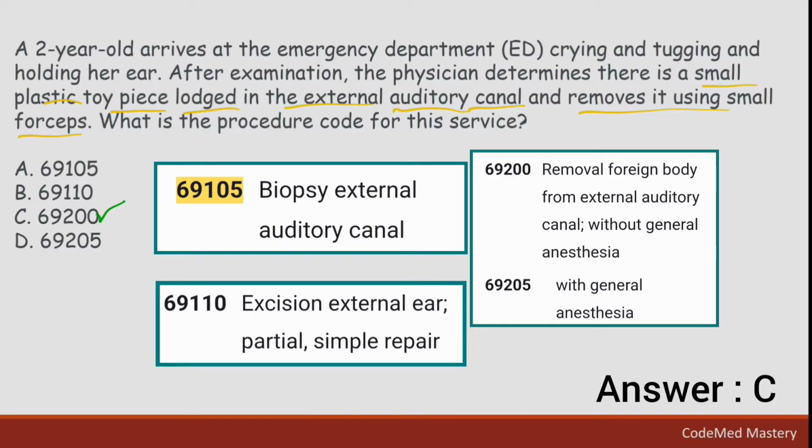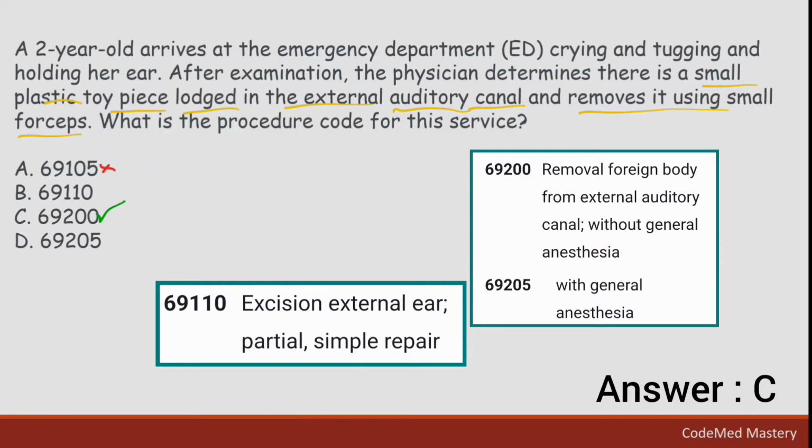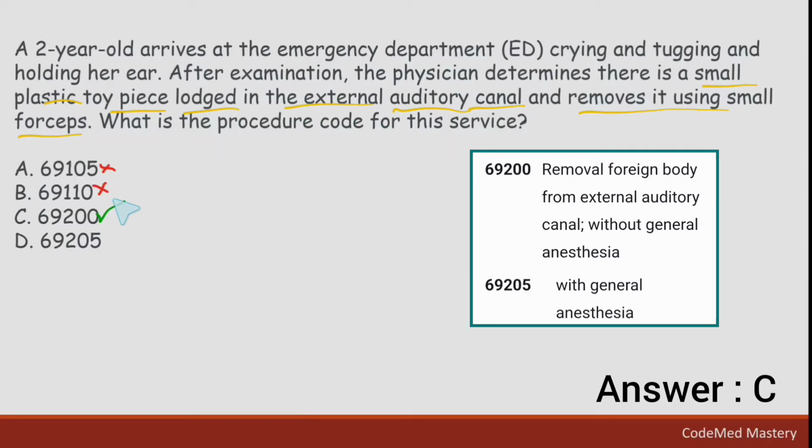We'll eliminate option A 69105 because that is for biopsy external auditory canal. In the scenario they have not mentioned biopsy. There is removal of a foreign body, right? So we'll eliminate option A. And option B 69110 is for excision external ear partial simple repair. In the scenario, they have not performed excision of external ear. So eliminate option B. And in option D, there is 69205, that is for removal foreign body from external auditory canal with general anesthesia. But in the scenario, anywhere general anesthesia is not mentioned. So directly eliminate option D.